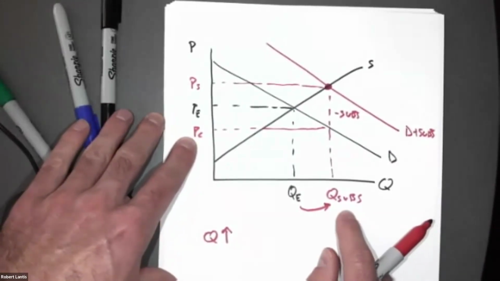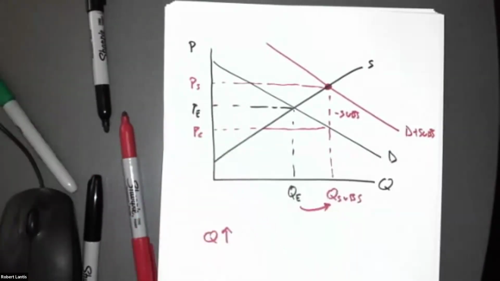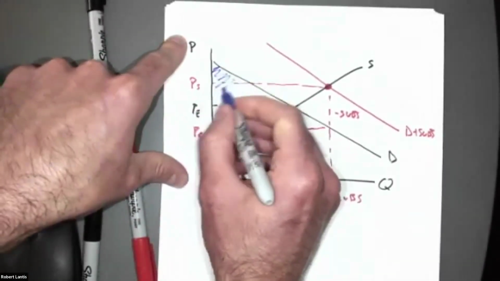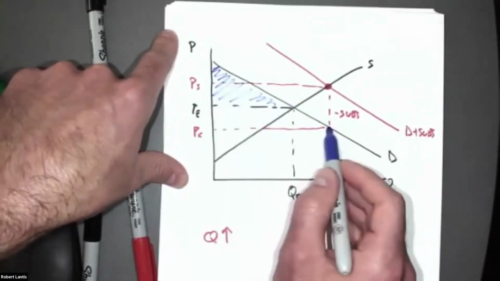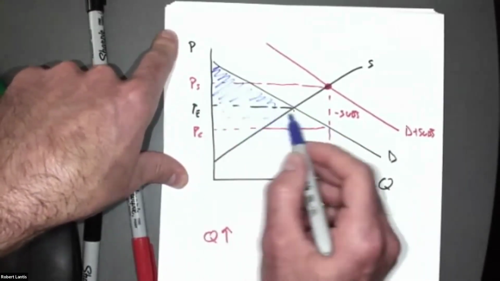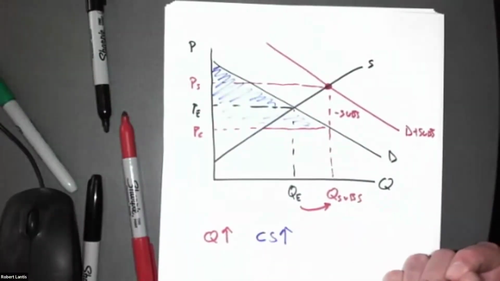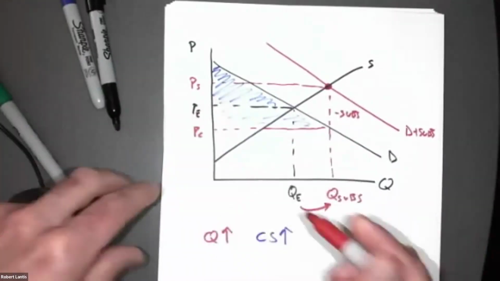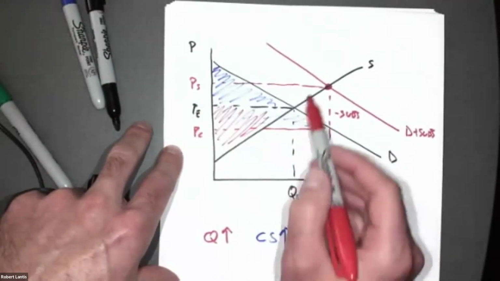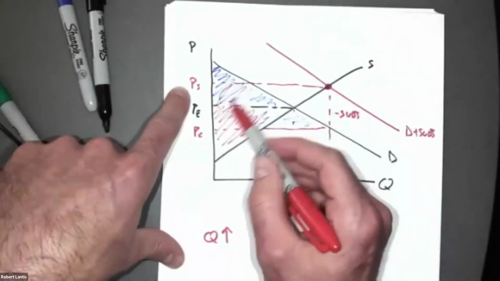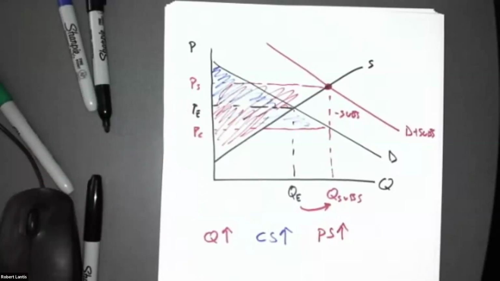They're buying more units. What definitely has to happen to consumer surplus? It went from this area here, where here's the new price they pay all the way out to this quantity, to now this. So consumer surplus has gone up. What about producer surplus? Before the subsidy, it was here. After the subsidy, with the new higher price, it's this entire area. So producer surplus has also gone up.